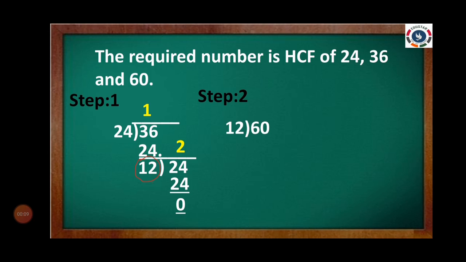The first step we got 12, the last divisor that we are going to use to divide the value. Write 12 outside the box. Now you tell how many times of 12s are there in 60. Divide the two values, we get answer 5. So 12 5s are 60. So 60 minus 60 you get 0. So here also we get 0 remainder.